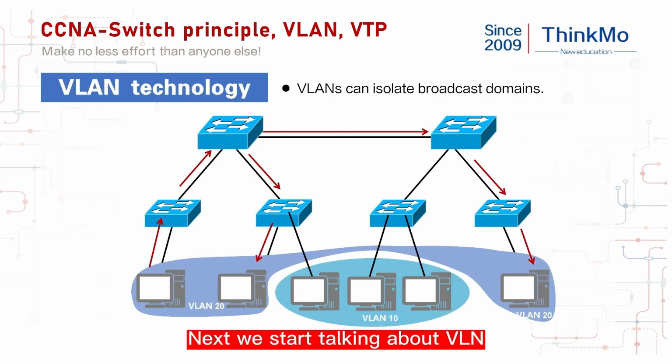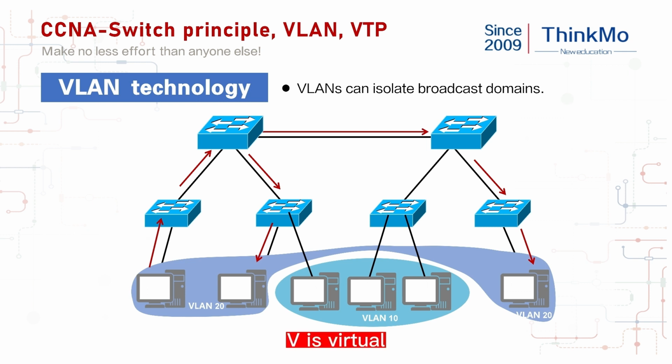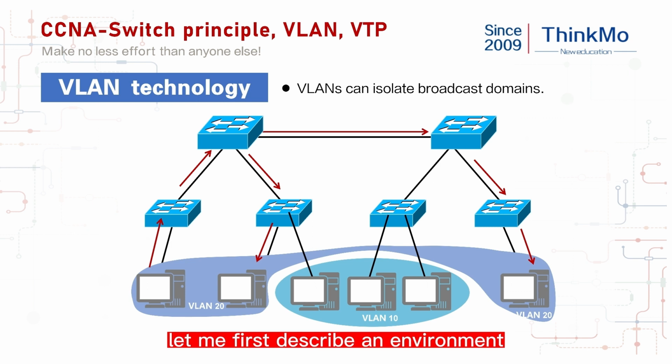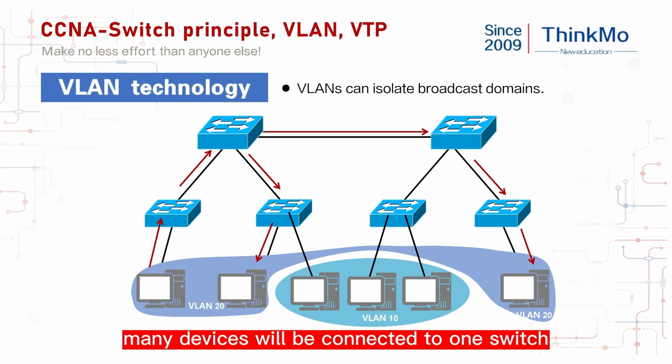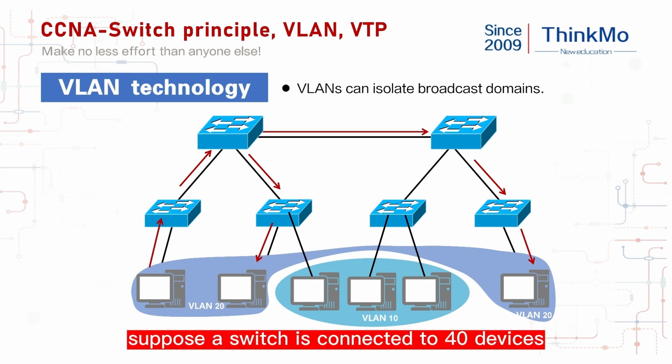Next we start talking about VLAN. VLAN is called Virtual Local Area Network. V is virtual, LAN is local area network. Why do we have a virtual local area network? Let me first describe an environment. In the future, many devices will be connected to one switch. Suppose a switch is connected to 40 devices.